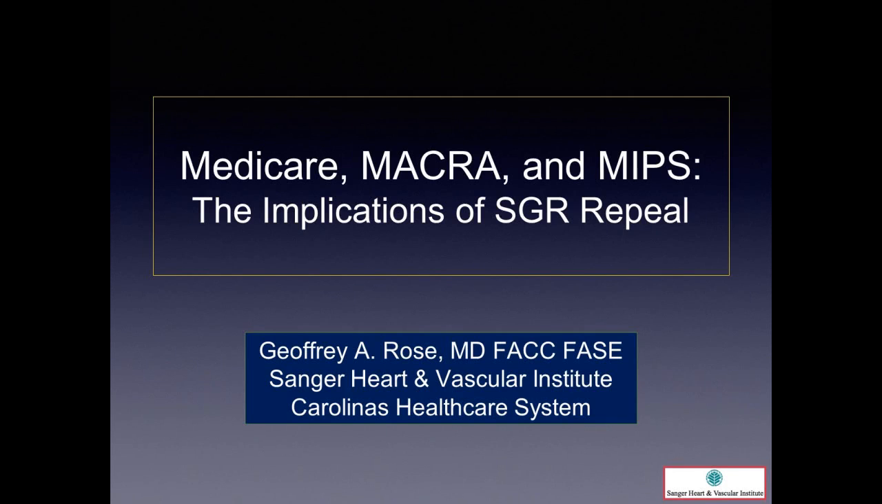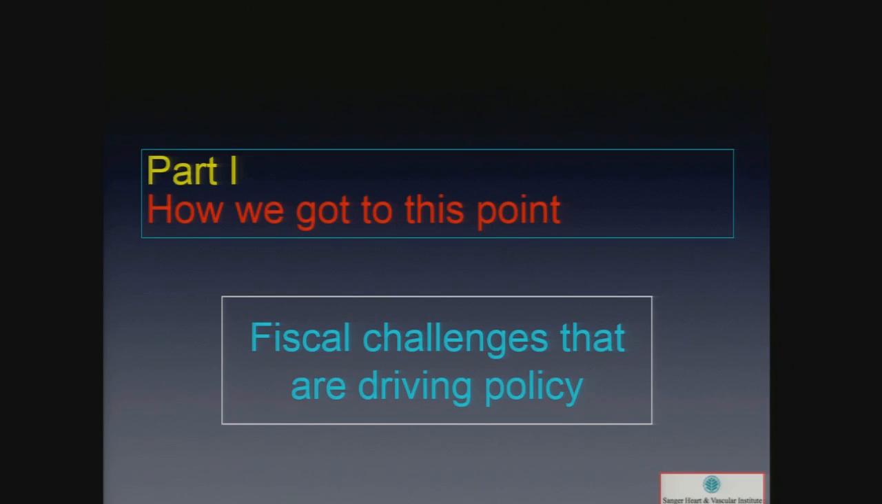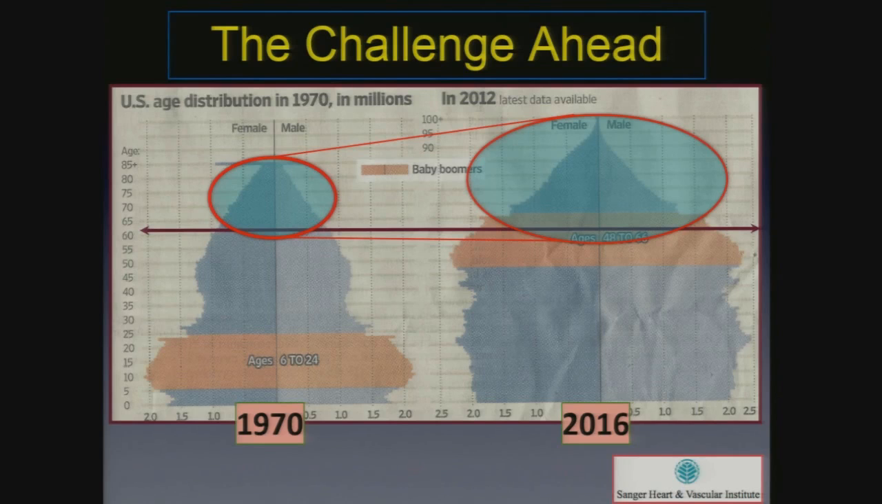First of all, a little background on Medicare and what the sustainable growth rate was, what MACRA is, and some of the things that you can do in this new coming environment in order to manage it better. So the first issue here is really, how did we get to this point? What are the fiscal challenges that are driving this?